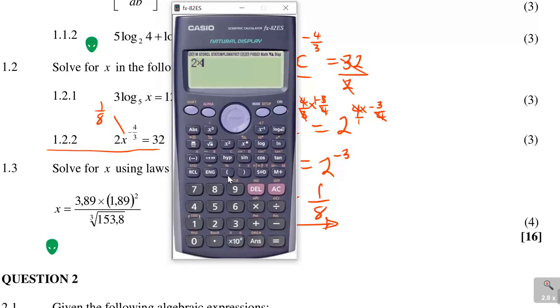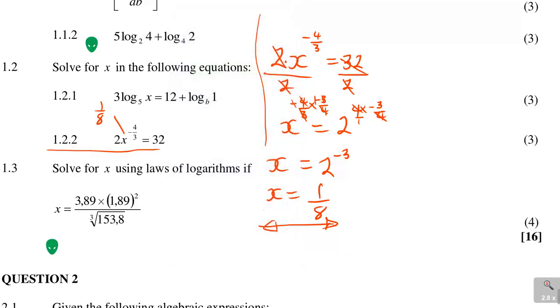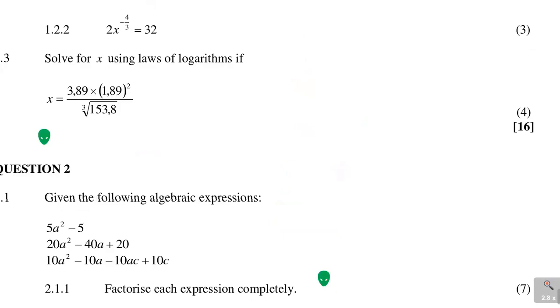So it's 2 times bracket 1 over 8, in this case to the exponent negative 4 over 3. So this must give me 32. So you see now that it is fine. It is giving me 32. So that's how you solve it.